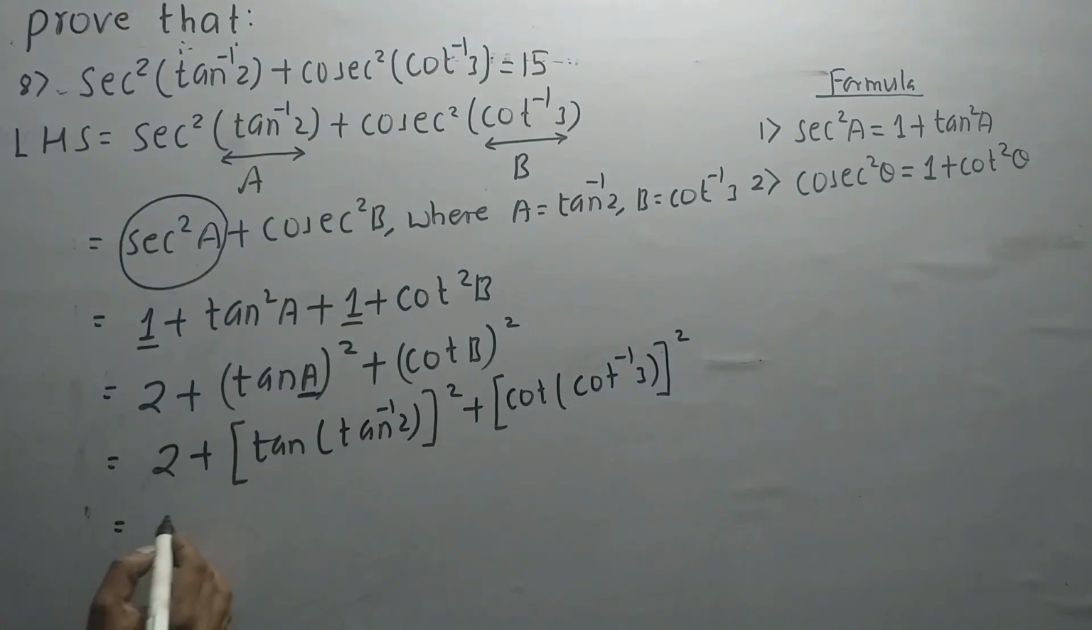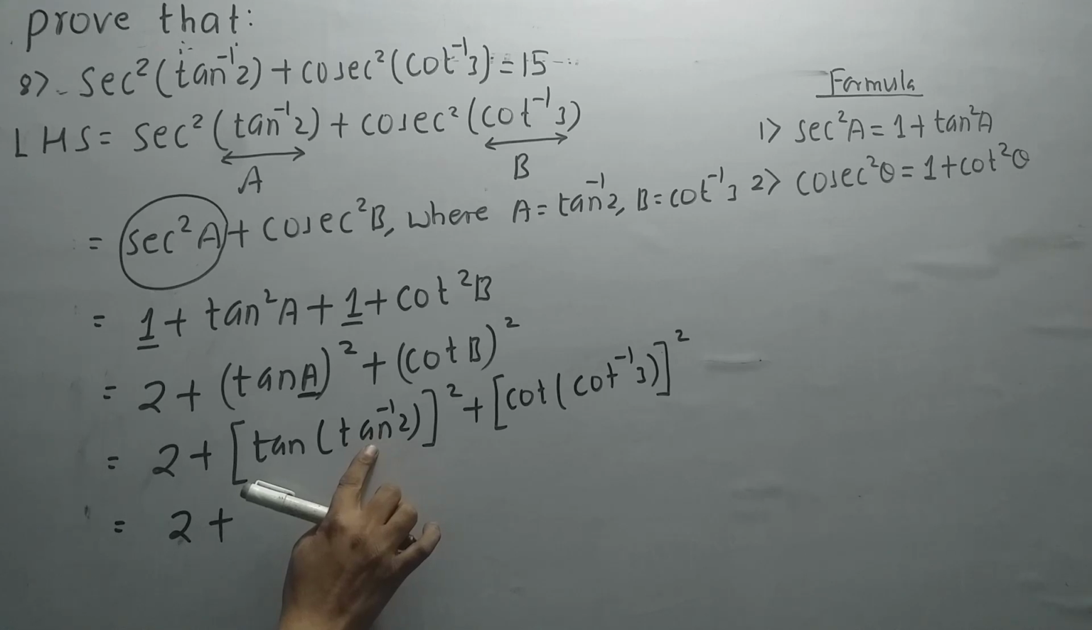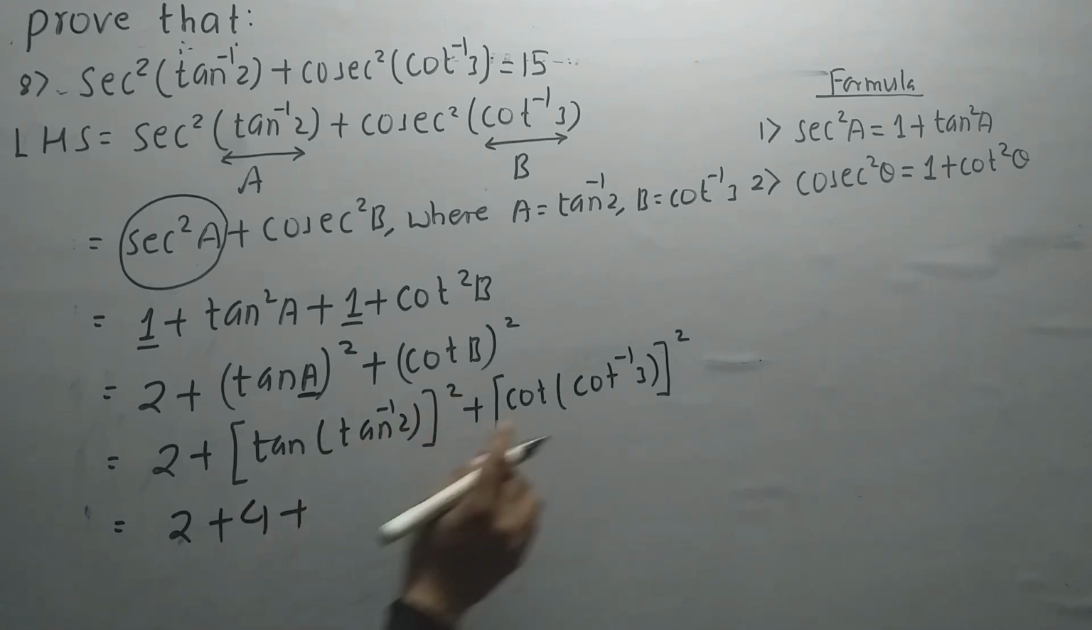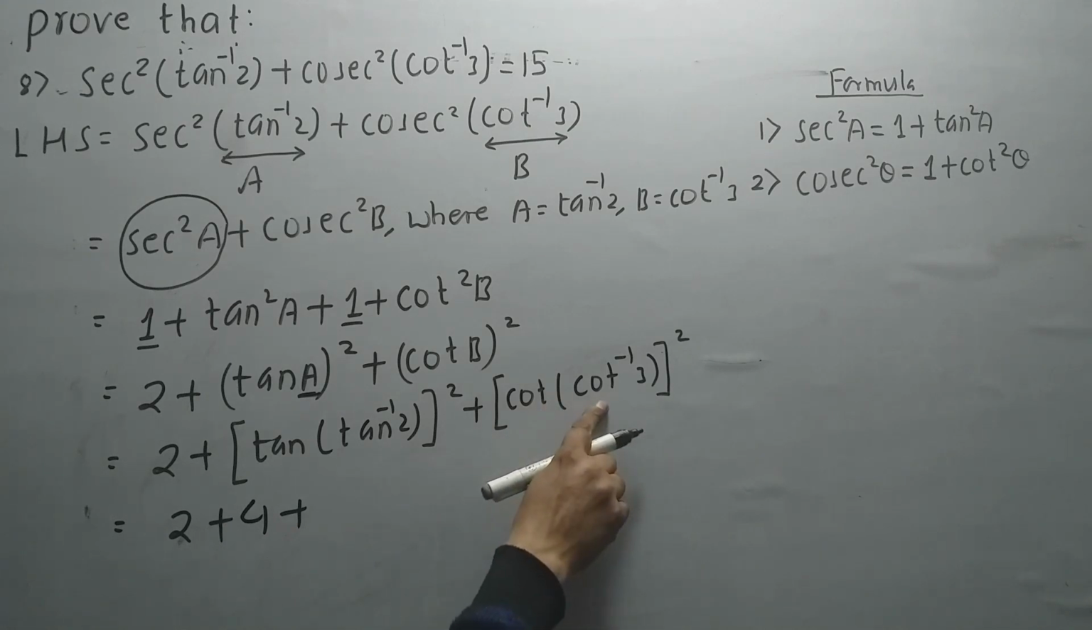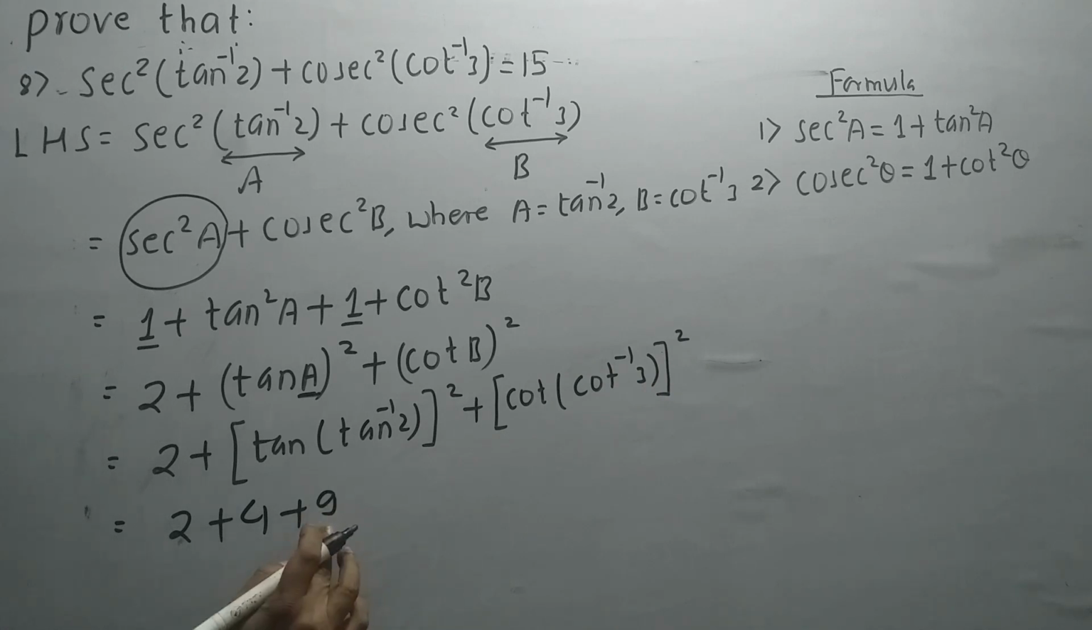So after that 2 remains the same. Now tan and tan inverse balance here; you can say they cancel the effect of one another. 2 square is 4 here, plus in a similar pattern cot and cot inverse balance the effect of one another. 3 square will be 9. So 9 plus 4 is 13, plus 2, you are getting here 15. So this is our required right hand side, proved.